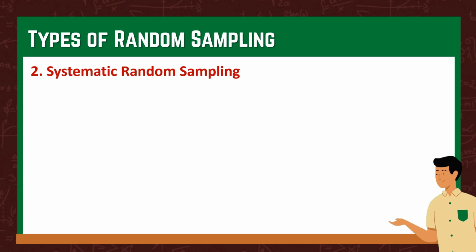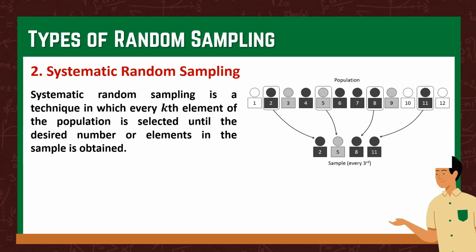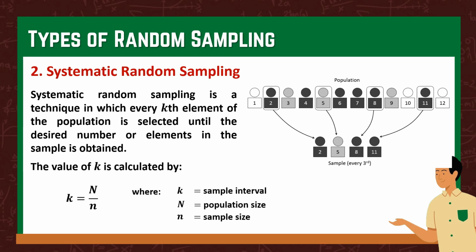Another type of random sampling is the systematic random sampling. Systematic random sampling is a technique in which every kth element of the population is selected until the desired number of elements in the sample is obtained. The value of k is calculated by k equals capital N over small letter n, where k is the sample interval, capital N is the population size, and small letter n is the sample size.